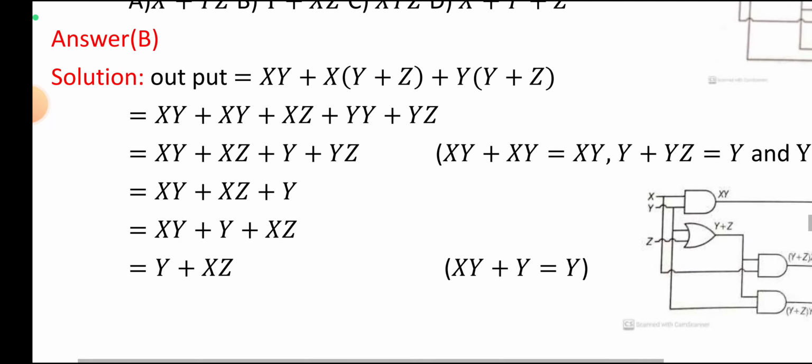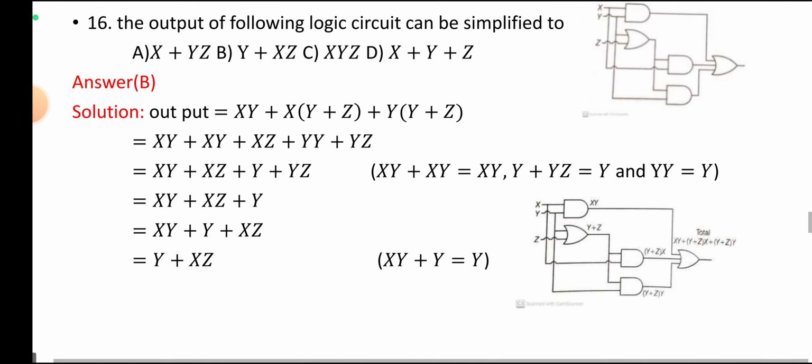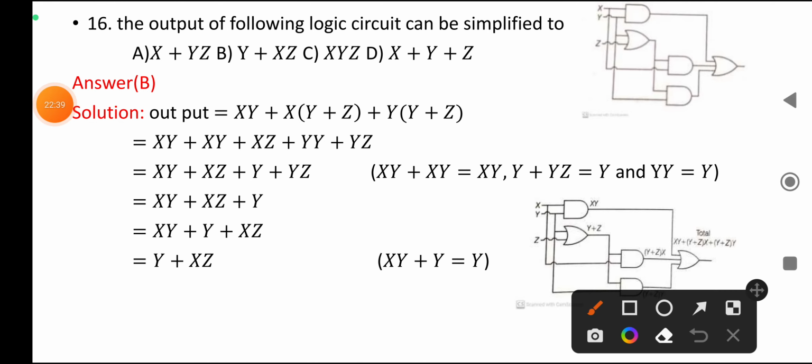That is why, and the side also given, see here: y into y is y only. Okay, y plus yz is y only. Y plus yz. So y into y is y only, and so here y has been written, and it is repeated.